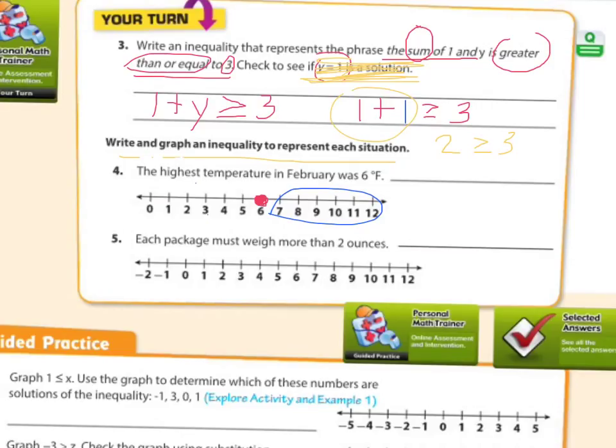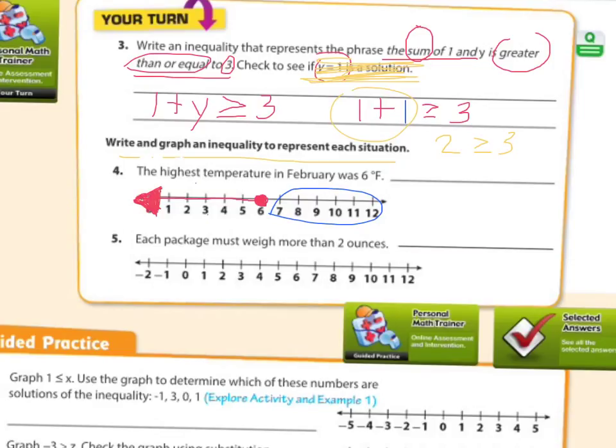You circle that in, or color it in. It's going to be a solid dot because 6 is going to be included on that. And then all these cold temperatures here. We don't know how cold it got, but the warmest was 6. That's pretty cold. I wonder where that was.